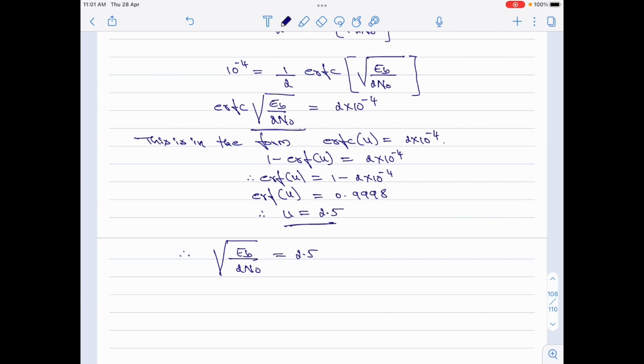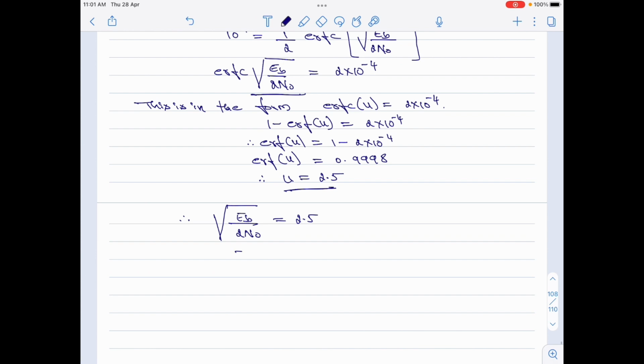Let us now simplify this to find the value of EB. Therefore, EB is equal to 2.5 squared multiplied by 2 multiplied by N0. Let us substitute for this. It is 6.25 multiplied by 2 multiplied by the value of N0 by 2, which is 10 to the power minus 10. Therefore, N0 is equal to 2 into 10 to the power minus 10. Upon simplifying, we will obtain this as 25 into 10 to the power of minus 10 joules. This is the bit energy.